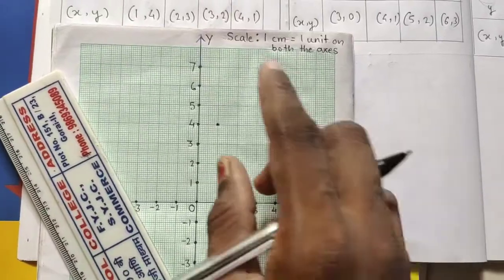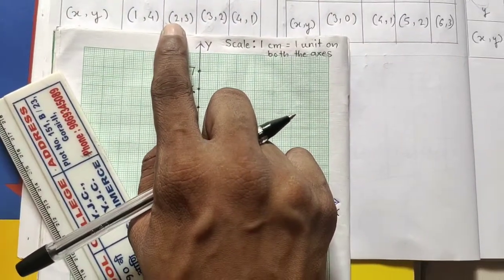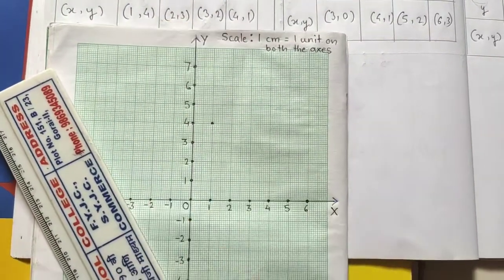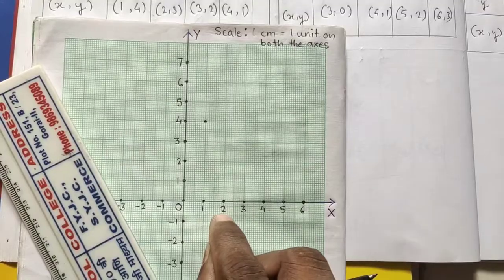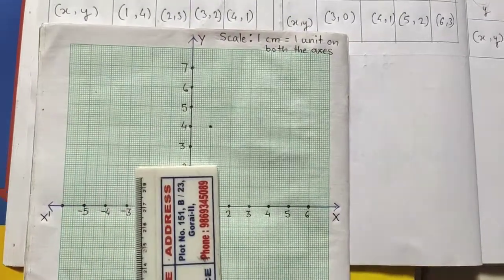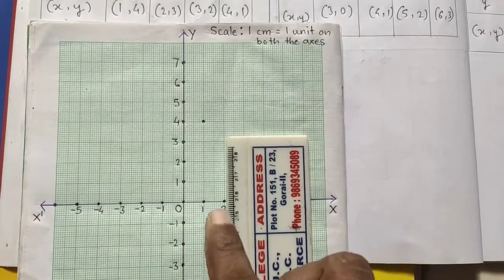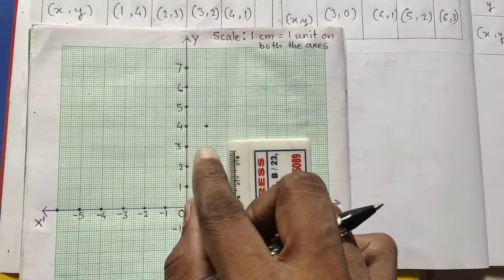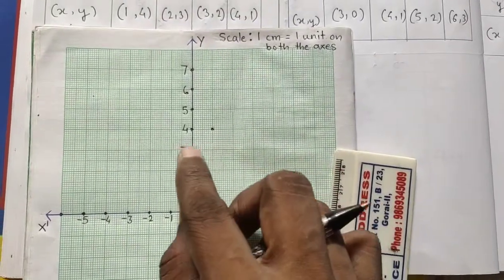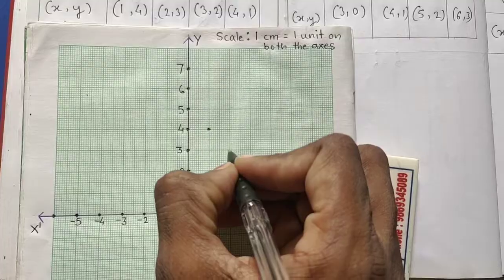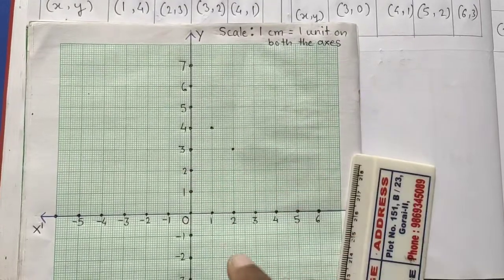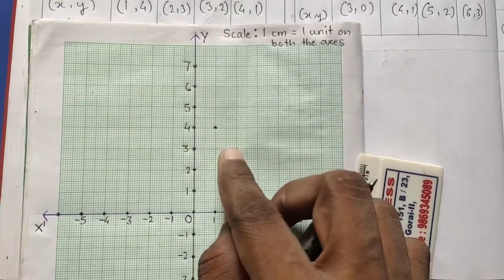Now let us see the second point. What is this? 2 comma 3. So 2 comma 3 means what? X value 2, so you go straight 2, a straight line, and then 3. So 2 and 3 is the point here. First 2 and then 3.